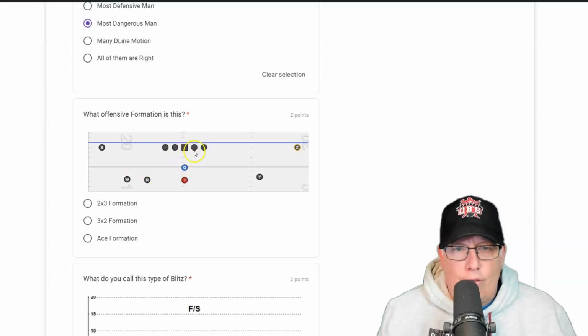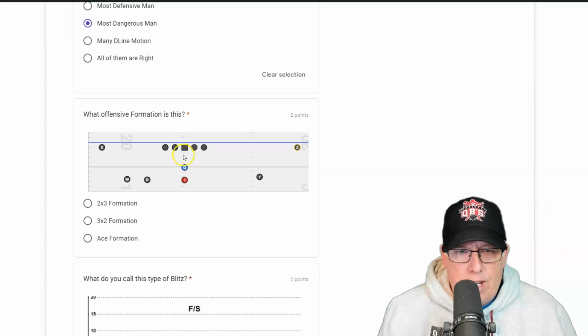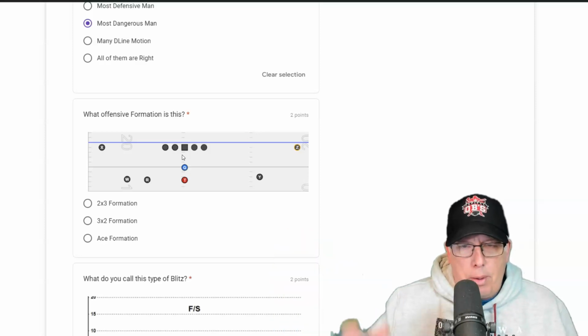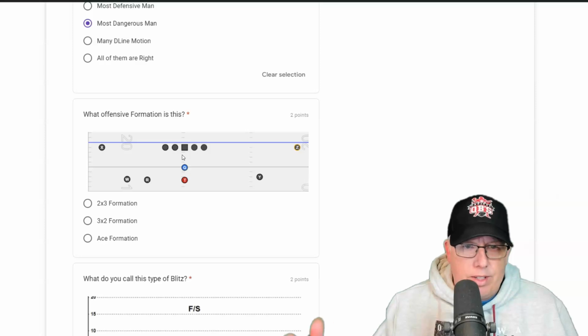So the thing you got to look for is, are you in the middle of the field, the right hash, or the left hash? So if we're on the left hash, the thing you always want to do when you call a formation is you always go strong side to weak side. So are we in a 32, a 23, or an ace formation?